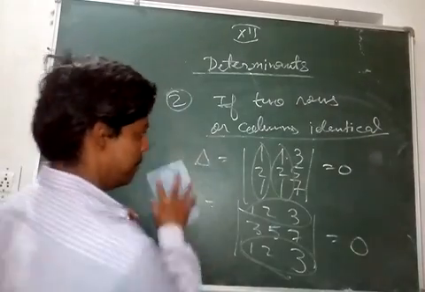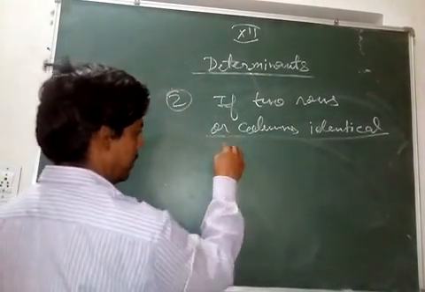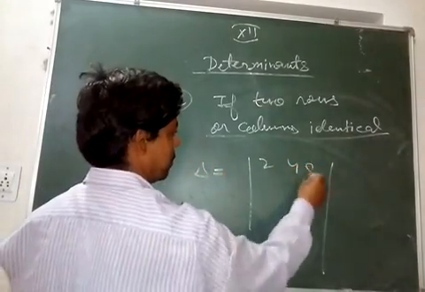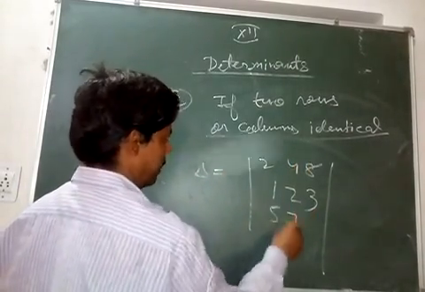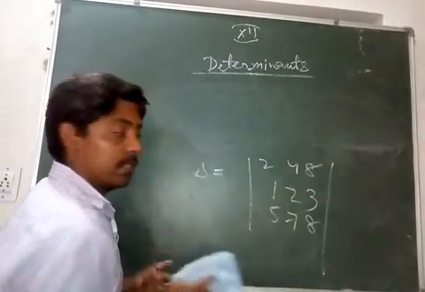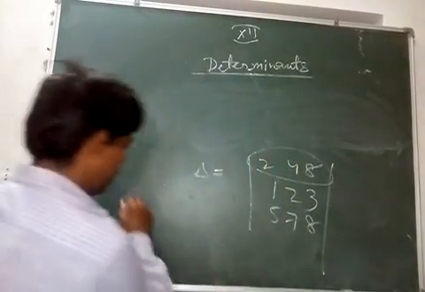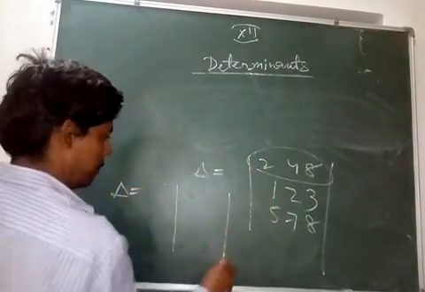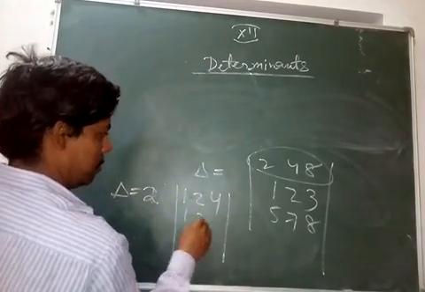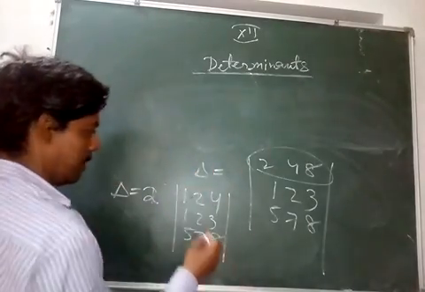Again, you can multiply any row by a number. For example, suppose you have 2 4 8, 1 2 3, 5 7 8. This is the third property. You can take any number common from a single row or single column. For example, here what is common? 2. So we can take 2 common. You can write 2 common, 1 2 4, 1 2 3, 5 7 8. So this way we can simplify, or we can just multiply sometimes.